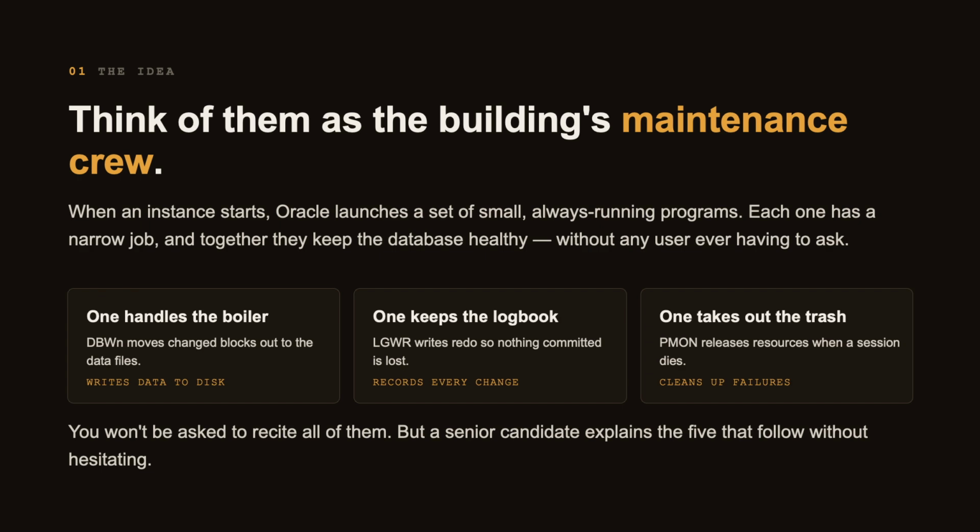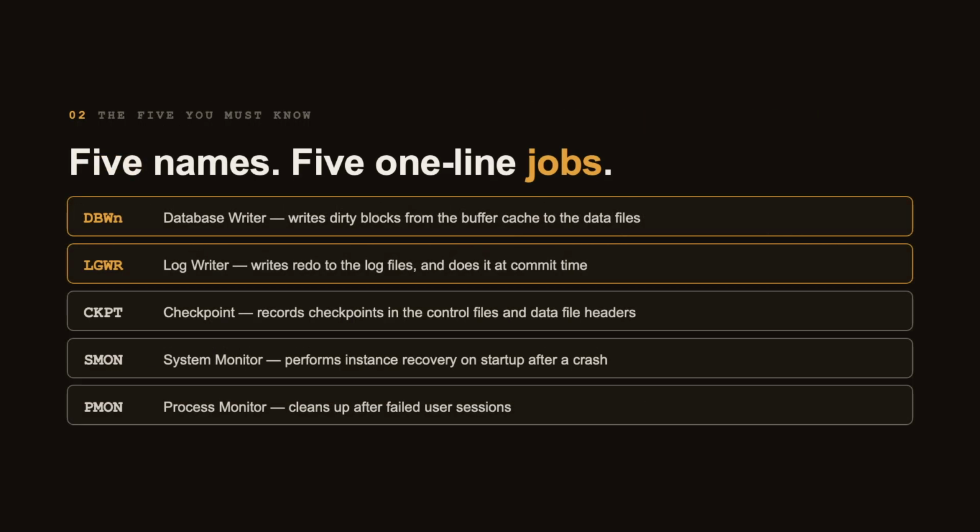You are not expected to recite every process Oracle runs. There are dozens. But a senior candidate should be able to comfortably explain the 5 I'm about to walk through and know the reason each one exists. Here's your roster. 5 names, 5 one-line jobs.